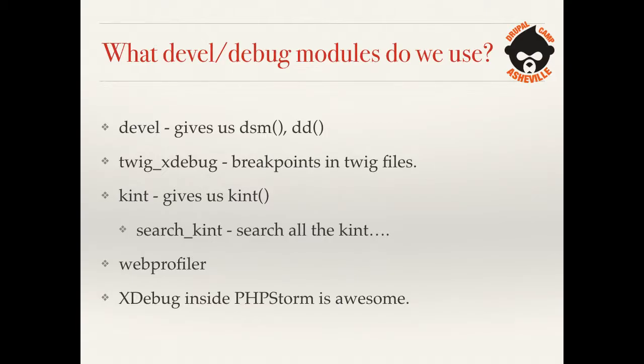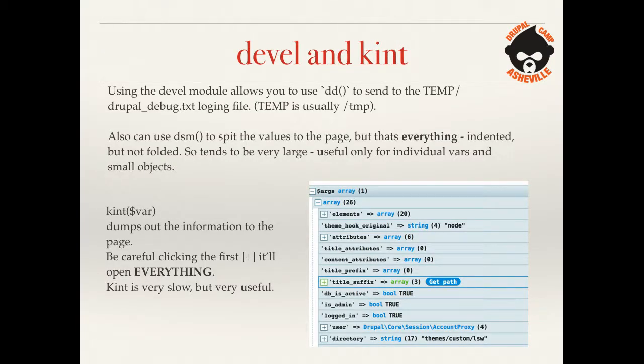And Search Kint, when you Kint out, there'll be a little search box above. You can type your search in, and it will actually open it up and find the things that match, which is very useful. Web Profiler, which is the bar across the bottom, we'll talk about in a minute. And then there's Xdebug in PHP Storm, which is awesome. So this is what the Kint will look like when you do Kint.